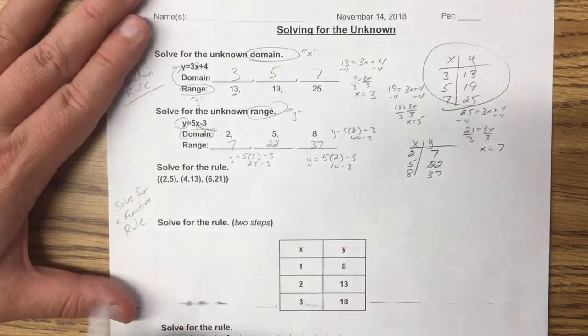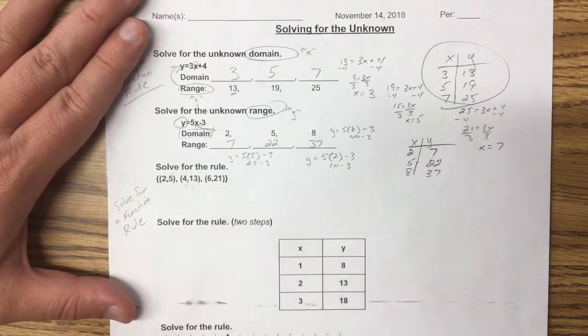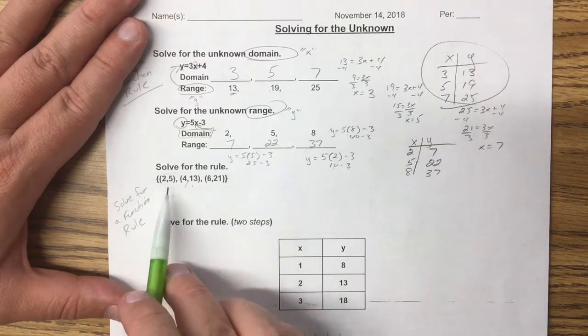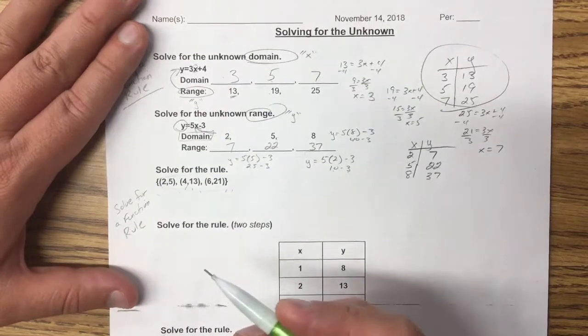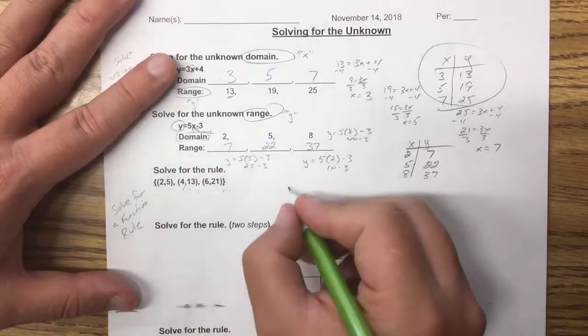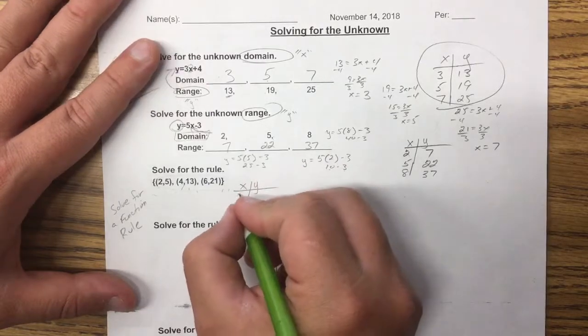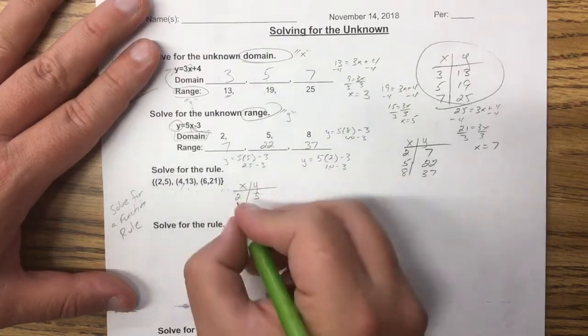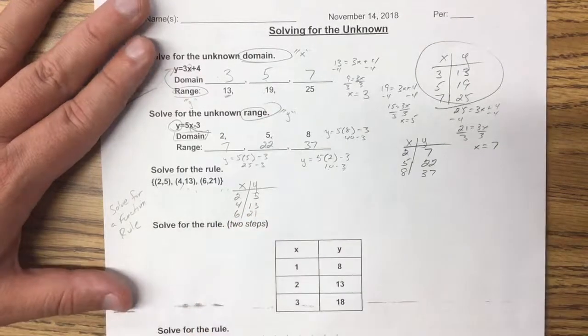Now for here, what we're doing is we're looking for the rule. First off, seeing it here in relation form, where the ordered pairs are just written side by side horizontally, isn't always ideal. So I'm going to quickly throw that into a table, which will make it easier to see. In with 2, out with 5. In with 4, out with 13. In with 6, out with 21.